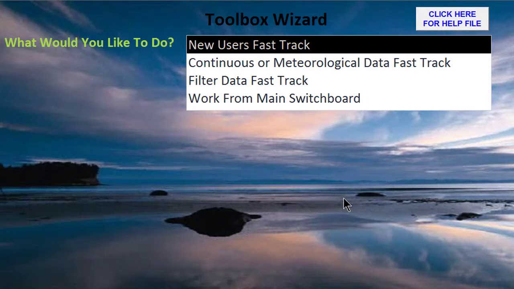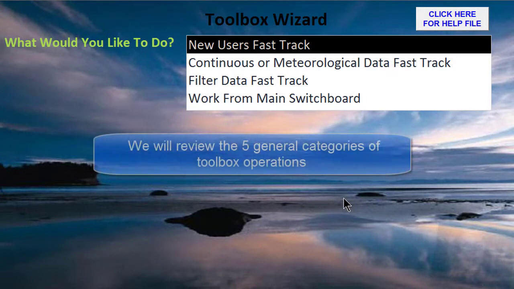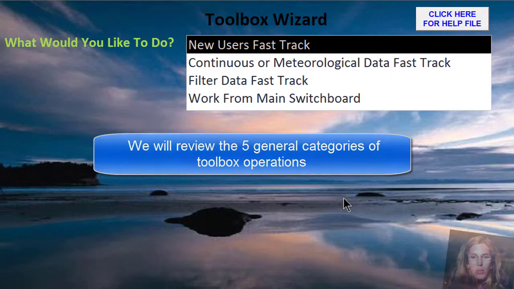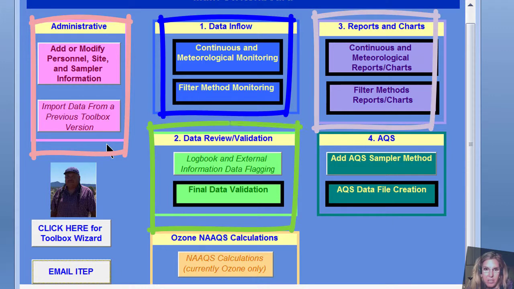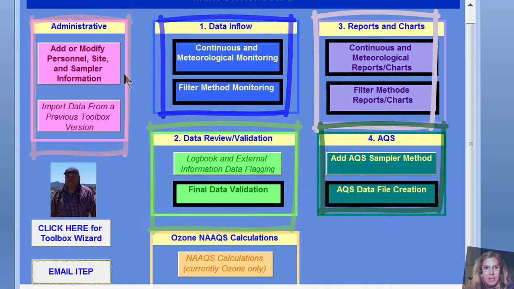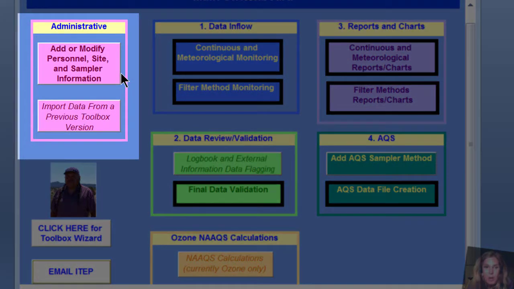I'm going to show you in this toolbox that I have open the 5 major functional categories of operations that the toolbox can do. So the 5 main functions are in these blocks and they're color coded. The admin functions, these are things like the information about your sites, information about your samplers, information about the people that you have on your team, and it may be just you.